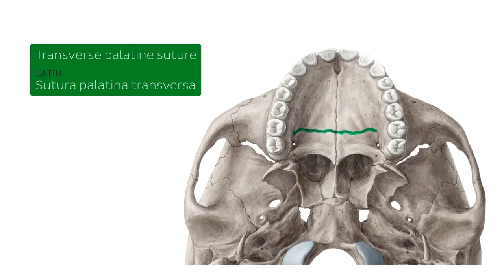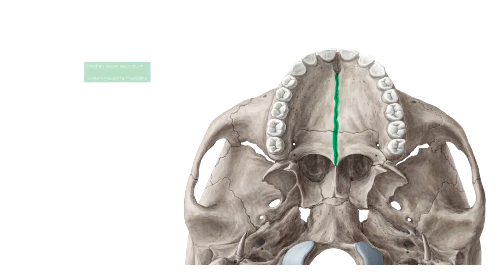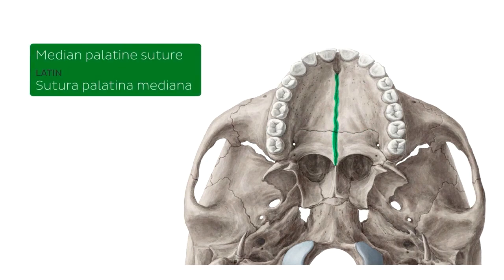If you look closely, there is another suture here that we can highlight in green. This is known as the median palatine suture. And this suture is where the two horizontal palatine processes of the maxilla that you can find here, 1 and 2, become fused during development. And when these two plates fail to fuse properly, a developmental abnormality occurs known as cleft palate.